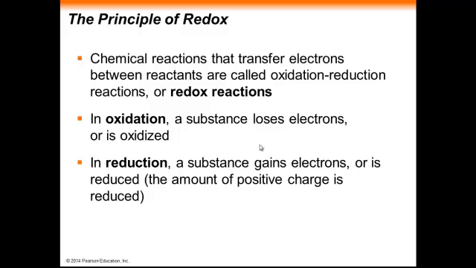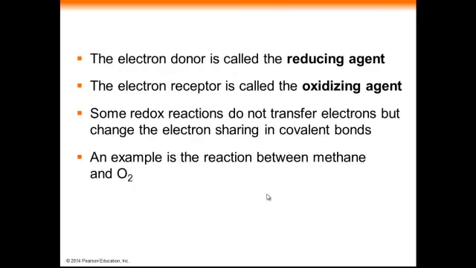One thing about oxidation and reduction is they always occur together. So whenever a substance is oxidized, another substance must be reduced at the same time so that stray electrons aren't floating around inside of a cell. The substance or molecule that donates the electron is called the reducing agent because it's going to send those electrons to another molecule and reduce them. The molecule that receives those electrons is referred to as the oxidizing agent.